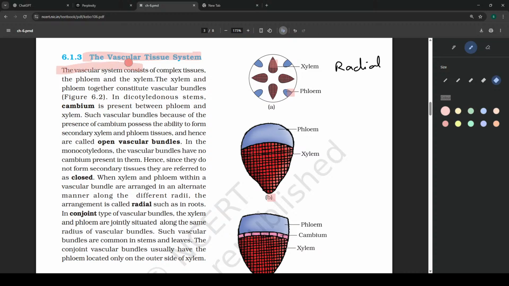The vascular system consists of complex tissues, the phloem and the xylem. Under the non-meristematic tissues, there are simple and complex. Under the complex tissues, we have xylem and phloem. These xylem and phloem together constitute vascular bundles. In dicotyledonous stems, cambium is present between phloem and xylem. Such vascular bundles, because of the presence of cambium, possess the ability to form secondary xylem and phloem tissues and hence are called open vascular bundles.